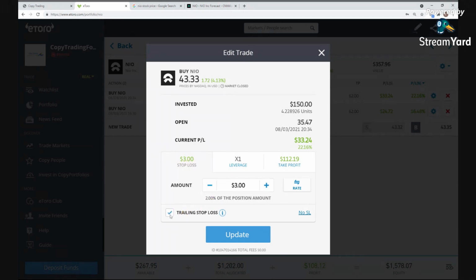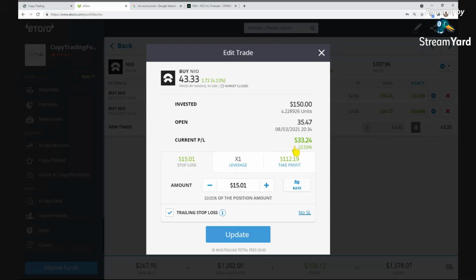Or you can set a trailing stop loss here that will follow this, and if it drops to $30, it'll sell. So if I was setting a trailing stop loss, I'd set it at a higher one. Let's say I wanted to set it at $15, and that will follow this trade, okay? So the stop loss will be at $15. So if that goes up to $50, the new stop loss would be $35.